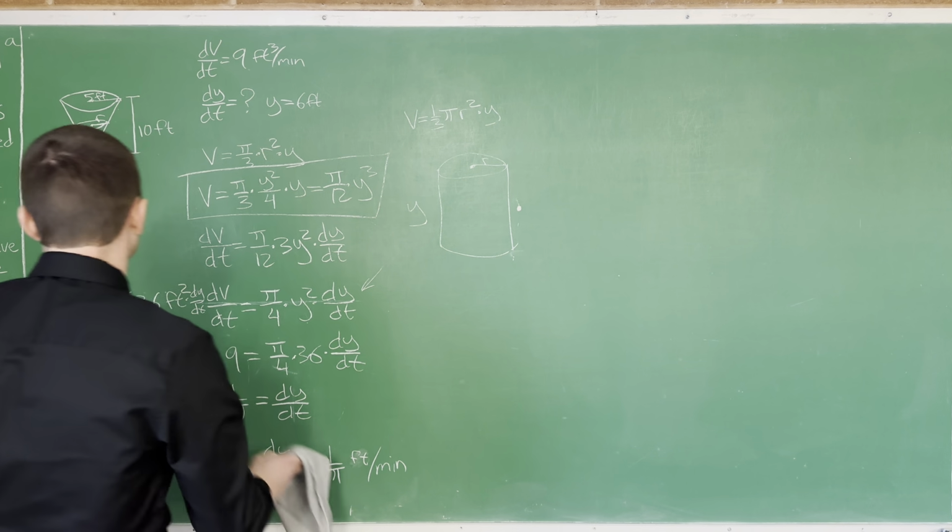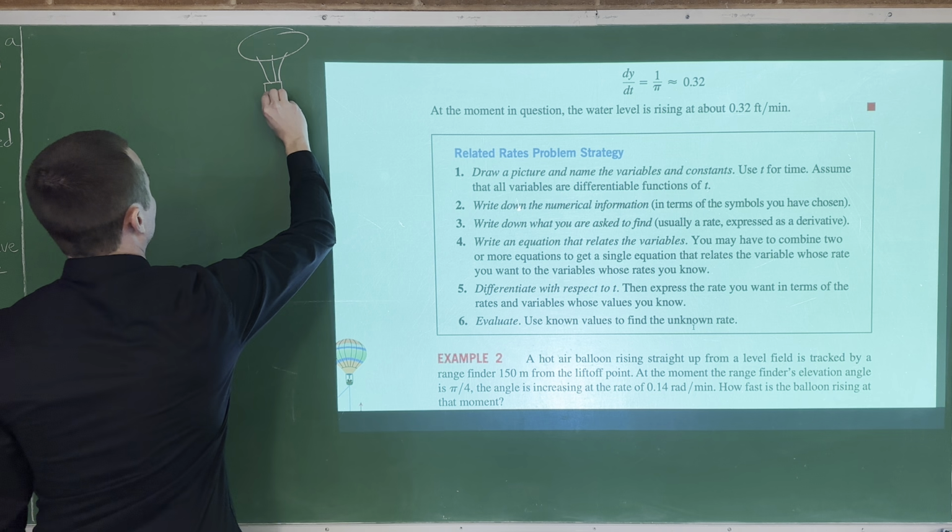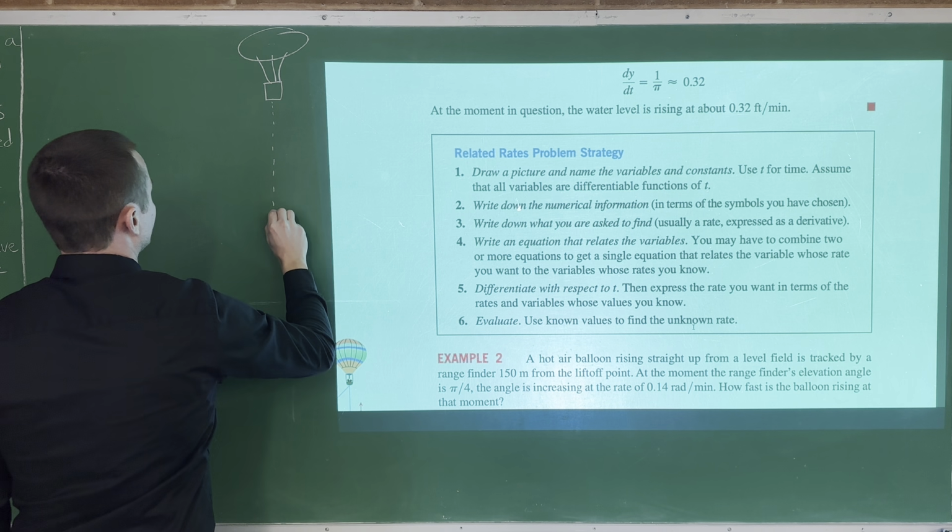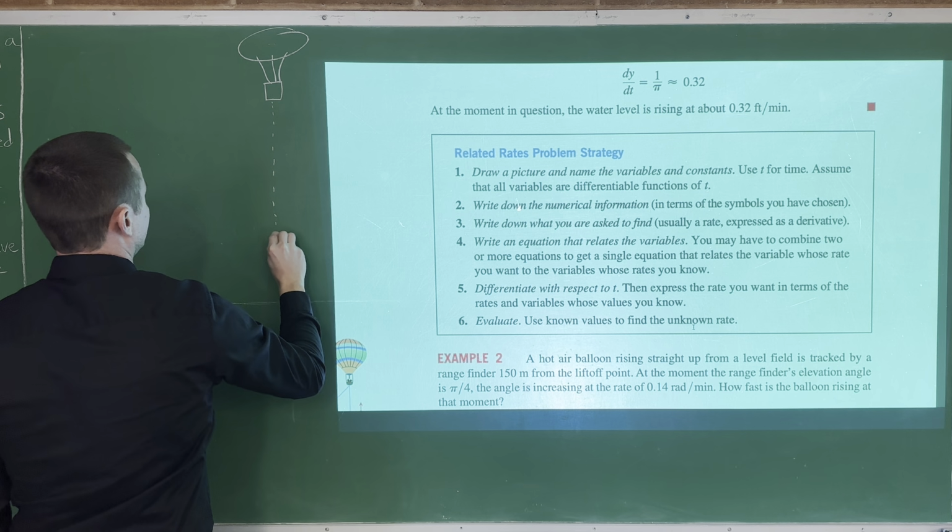Okay, so a hot air balloon rising straight up from a level field is tracked by a rangefinder 150 meters from the lift-off point. Okay, so what have we got here? Let me draw my picture a little bit bigger. We've got some hot air balloon, so here's the basket to it. It always helps to start out by drawing a picture. And this is coming up from some liftoff point. That liftoff point, here's our ground, is 150 meters away from some rangefinder.